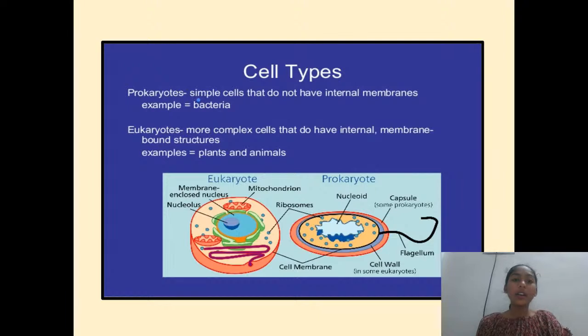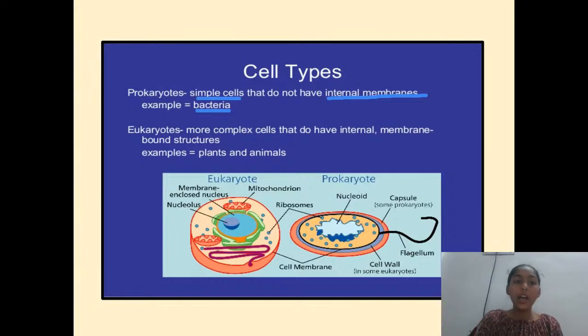Okay, so prokaryotic cells are simple cells. They don't have complex structures or complex organelles in them. They do not have internal membranes. For example, take a plant cell. It has a cell wall and a cell membrane, right? In an animal cell, you can find a cell membrane and what else? The nucleus also has a nuclear membrane, right? So prokaryotic cells are simple cells and they do not have any internal membranes.